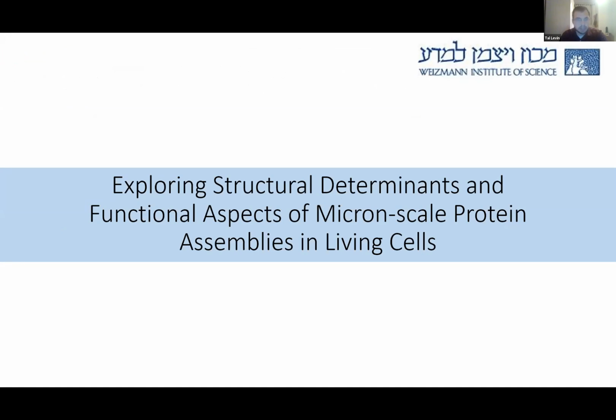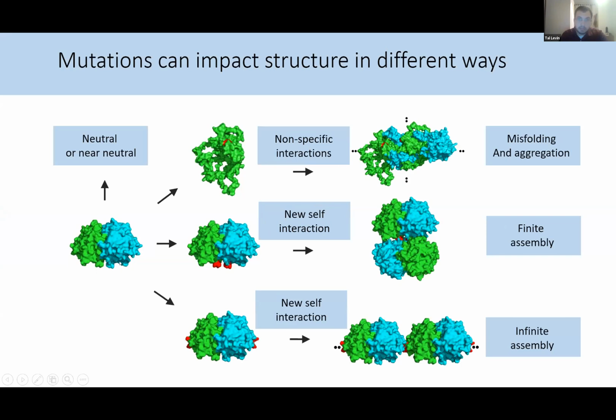So to begin, we'll look at the possible effects of mutations on protein structure. We'll take this example of a homodimer. Mutations could either be neutral and not affect the structure, or almost not affect it. Mutations in the core of the protein might induce misfolding of the protein and then aggregation of misfolded proteins. However, another possibility is that a mutation on the surface of the protein could induce a new self-interaction. In this dimer, the effect of the mutation is heightened by the protein being a dimer. So one mutation appears twice in the structure.